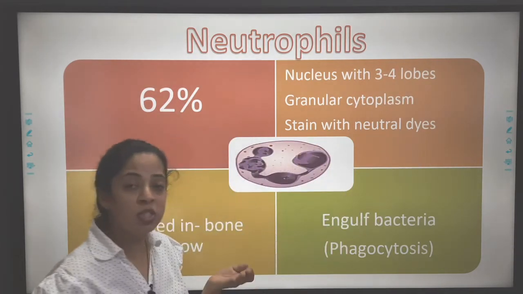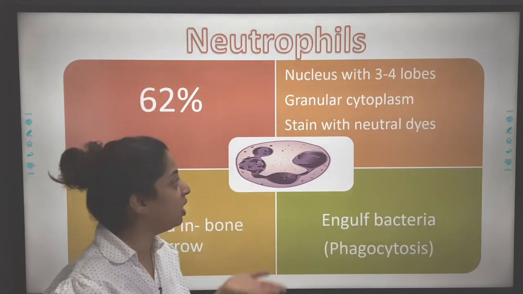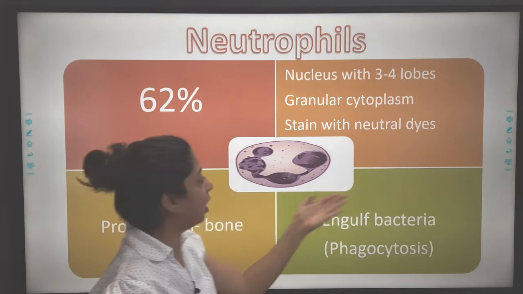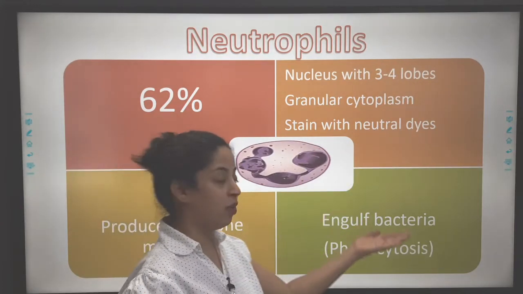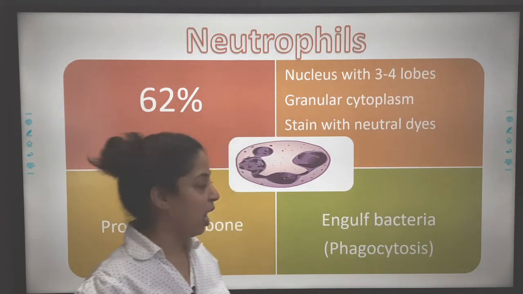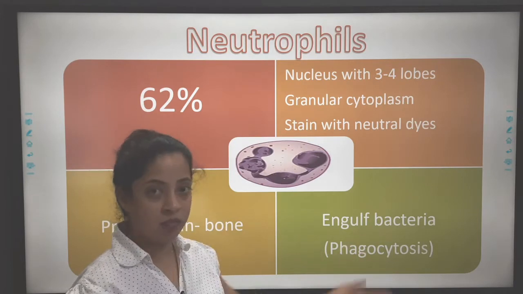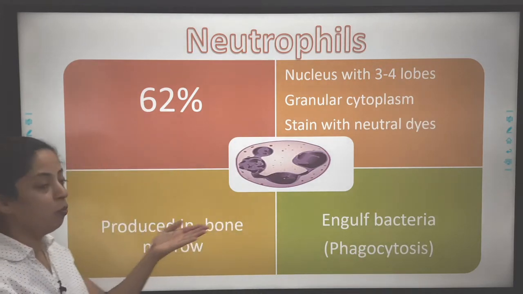So when you want to see the neutrophil under a microscope, you will have to first stain it with neutral dyes, then only you will be able to see them. So what is their function? The function is to engulf bacteria by a process known as phagocytosis. I'll explain phagocytosis further when we go in the video. Now where are they produced? They are produced in bone marrow.